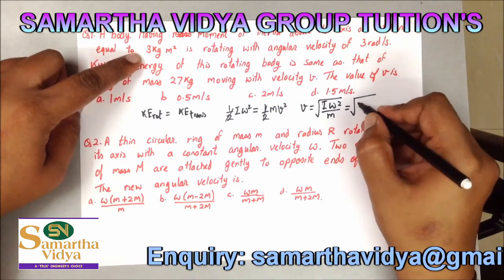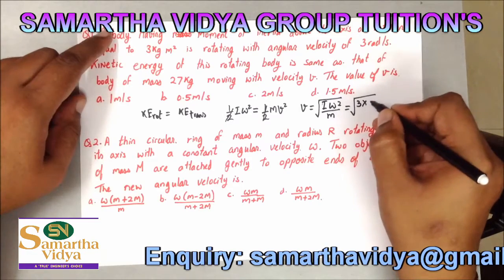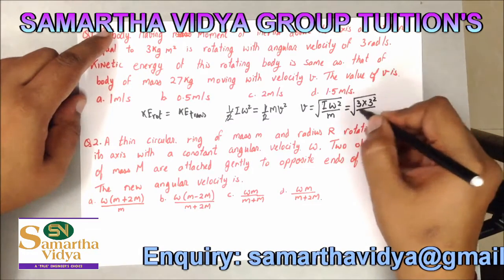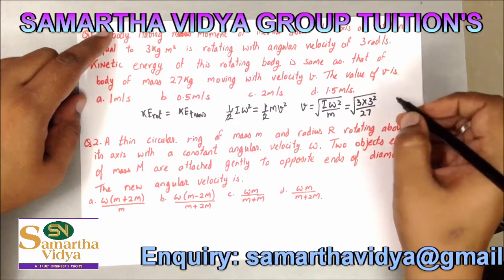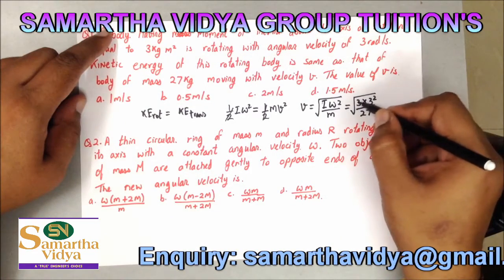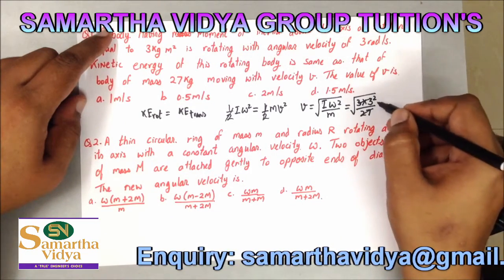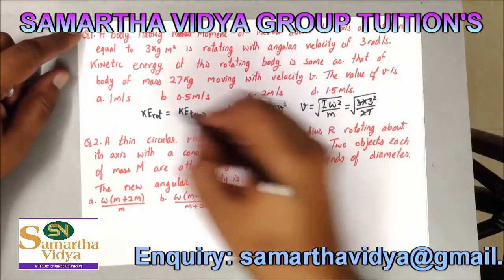We have I as 3, omega as 3 square, and the mass as 27. So that's nothing but 9 threes are 27, which gets cancelled out, and it's nothing but root of 1. So the answer is nothing but A.